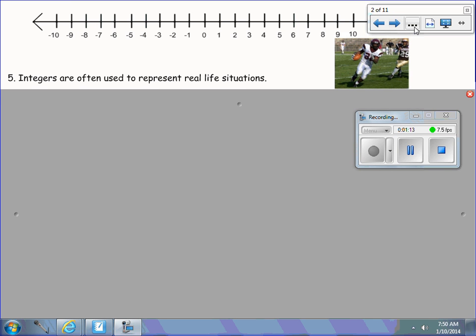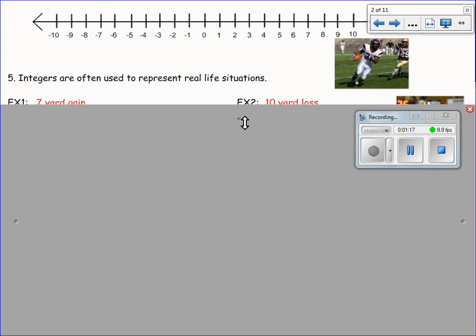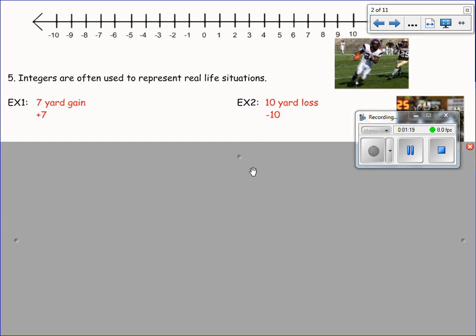Now we're going to talk about how integers are often used to represent real-life situations. For example, when a football team has a 7-yard gain, it's +7. You normally don't put the plus in front of it, but it is a positive 7. Another example, if they had a 10-yard loss, that would be a -10. These are examples of integers.